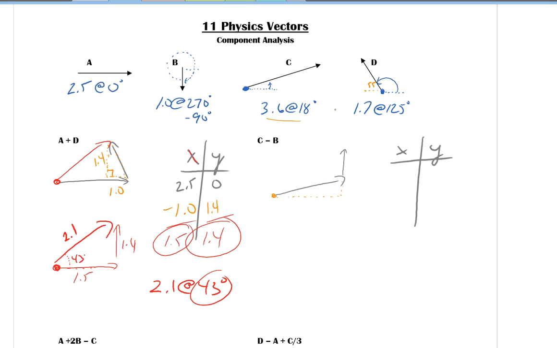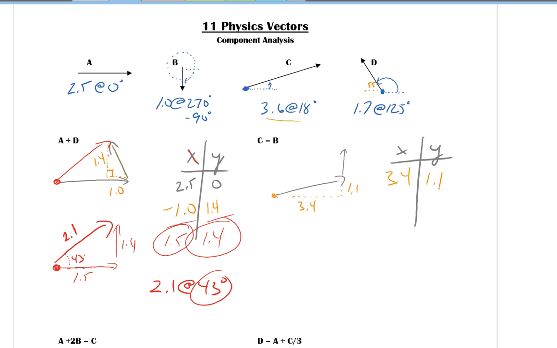So I'm going to do 3.6 cos of 18, and I'm going to do 3.6 sine 18. It's going to the right, it's going up, so everything's going to be positive, so it's a little bit easier. So the sideways part here, if I just solve for that part right there, is around 3.4, and this is 1.1. So I'll put that into my chart. 3.4 sideways, 1.1 going up.